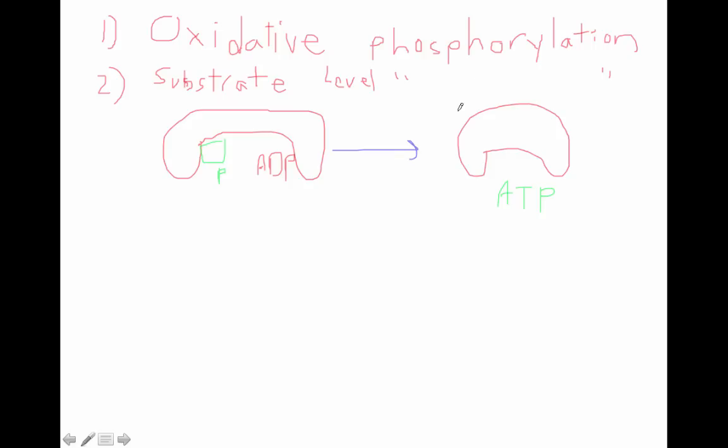And this enzyme now goes back and binds another ADP and another phosphate group. And then they push it together and then release ATP here. So two ways our cells make ATP, oxidative phosphorylation and substrate level phosphorylation. Okay, now let's start talking about enzymes.